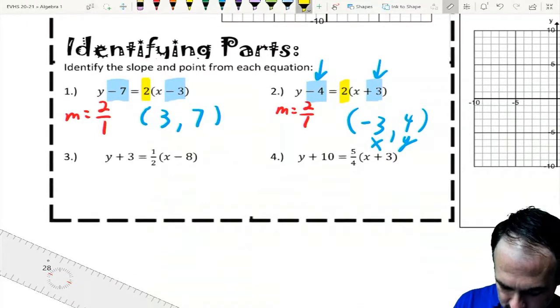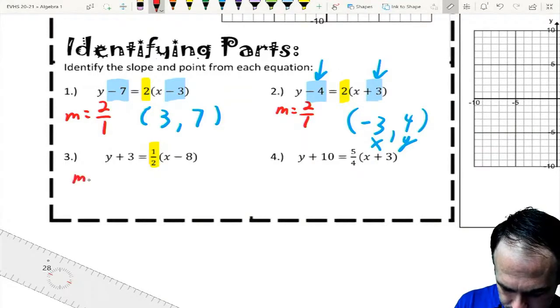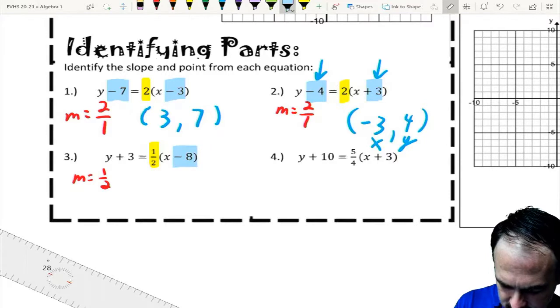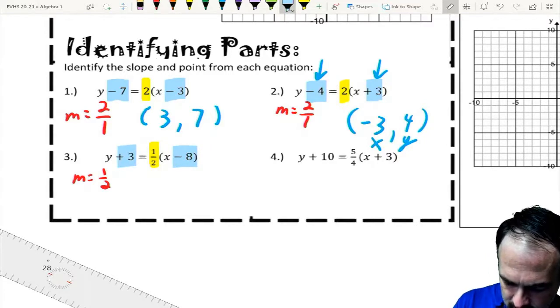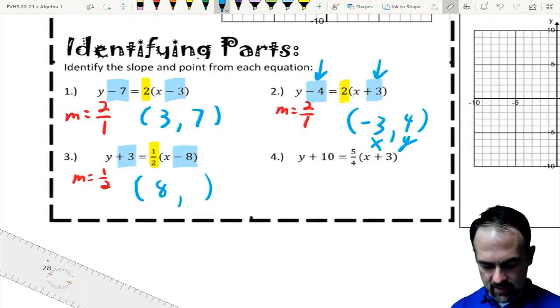Okay, on this next one, my slope here is 1/2. And the point comes from this -8 and this 3. But again, remember, change your signs. This -8 becomes +8, and this 3 becomes -3.